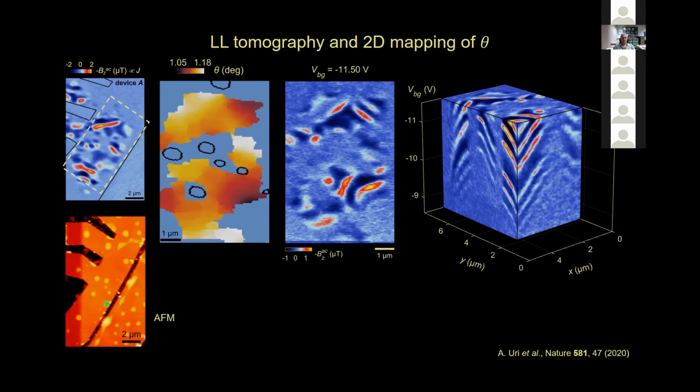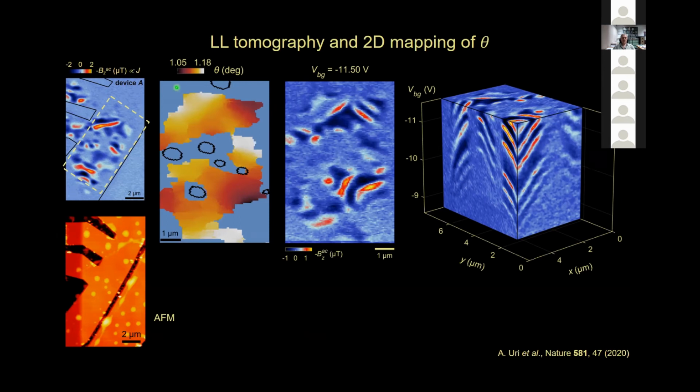the bubbles that Dima has mentioned in his talk, these are the locations. These dark contours are these bubbles that we see. So the bubbles kill the magic angle physics entirely within them and within about half a micron around them. This is the scale of 1 micron.